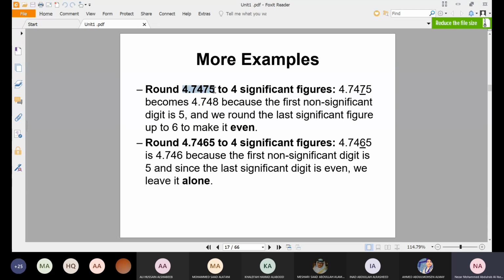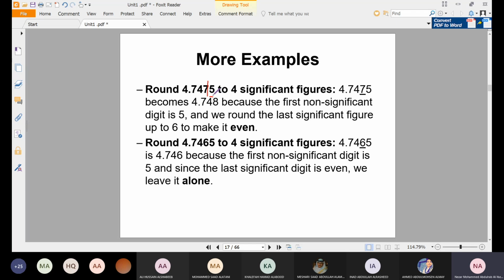So here, for example, if we have this number, and the question is to round this answer to 4 significant figures. We said any non-zero number is a significant figure, so this is significant, this is significant, this is significant, and this is significant. In this case, we create a line after these four places. This is the first, second, third, and fourth, and we create a line here. After that, we look at the next number.